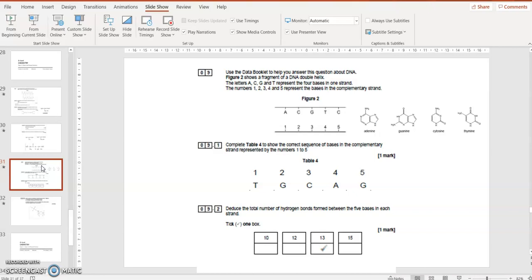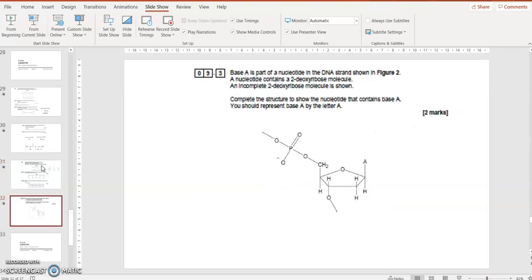You add them up. So we've got an adenine to a thymine is 3 hydrogen bonds, so we're adding up the number of hydrogen bonds. A cytosine to a guanine is 2 hydrogen bonds. A guanine to a cytosine is another 2 hydrogen bonds. A thymine to an adenine is 3 hydrogen bonds, and a cytosine to a guanine is 2 hydrogen bonds. You add them all up and you end up with 13 hydrogen bonds.